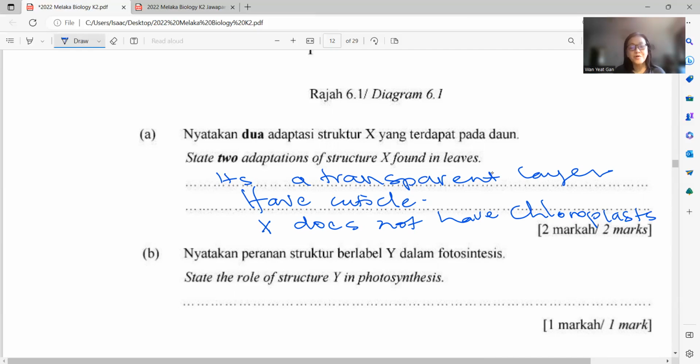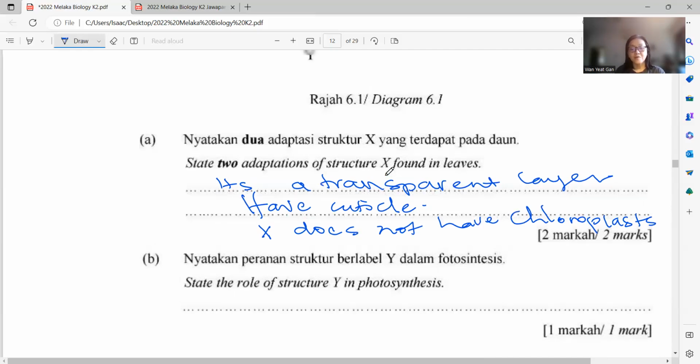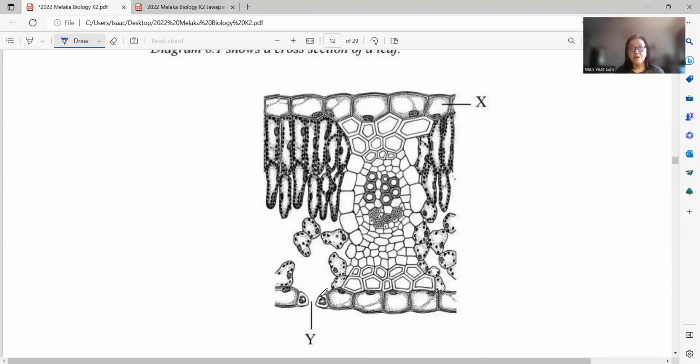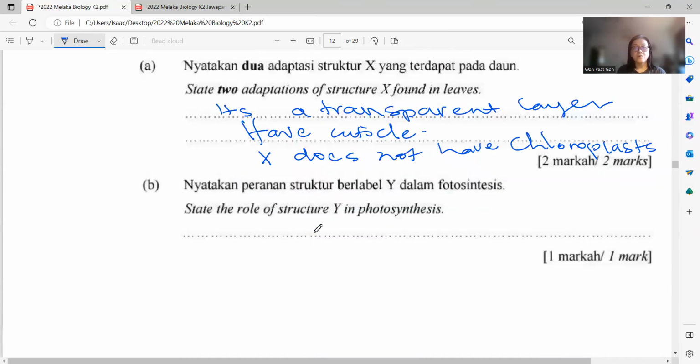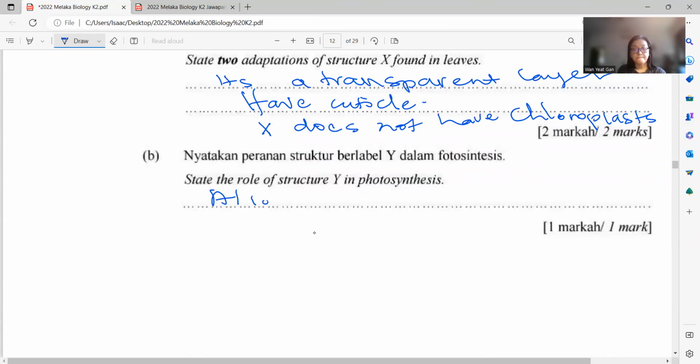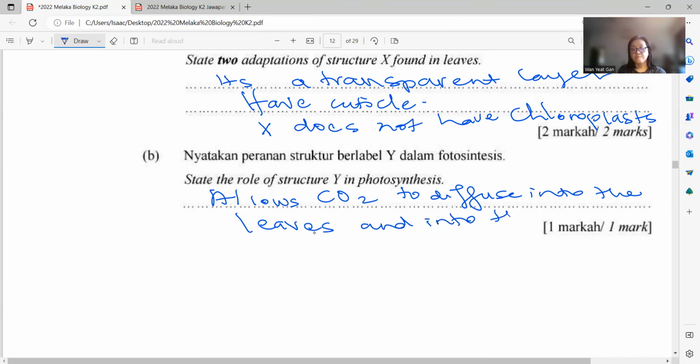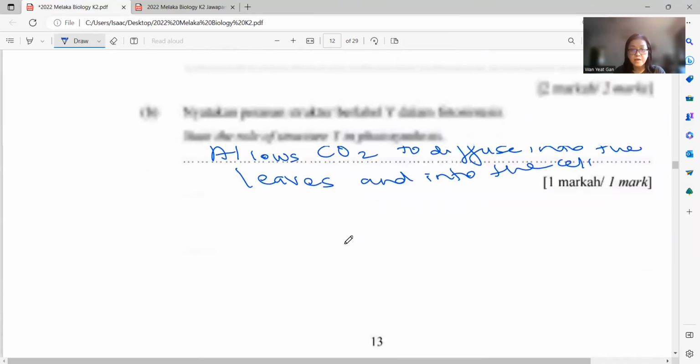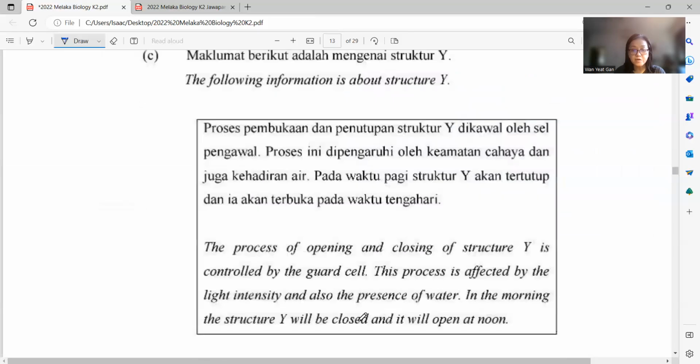Okay, state the role of structure Y in photosynthesis. So structure Y here is the stoma. So the stoma allows carbon dioxide to diffuse into the leaves and into the cell. Okay, so that is for B. Okay, let's continue.